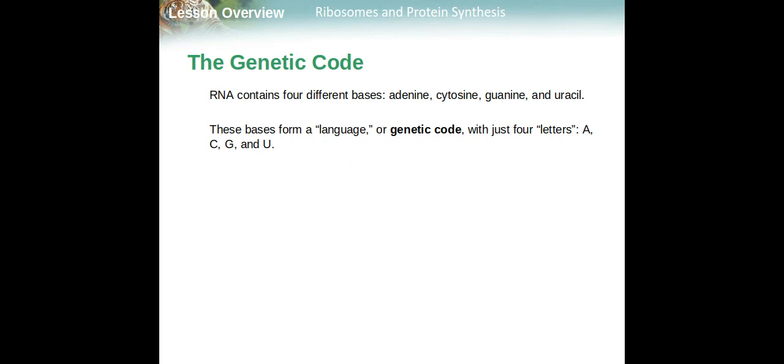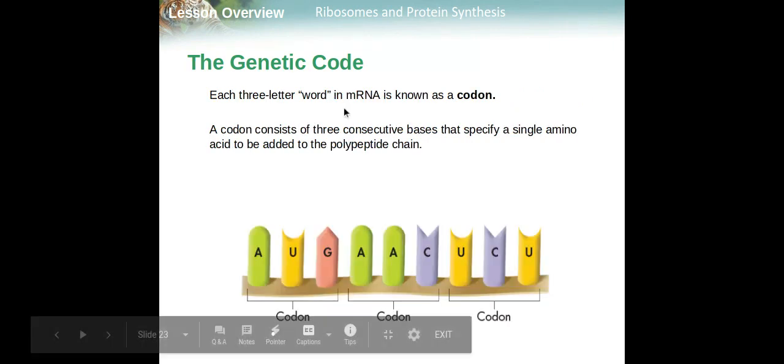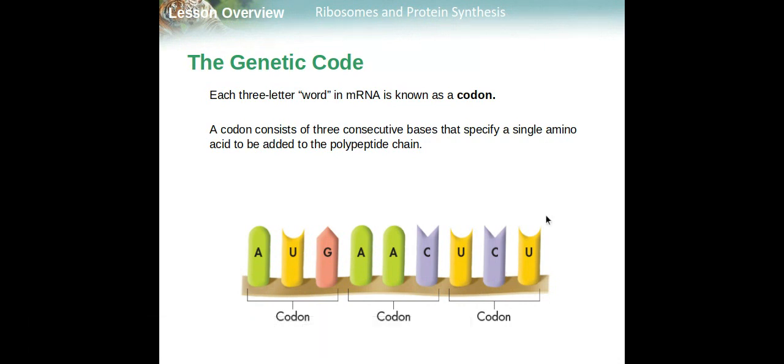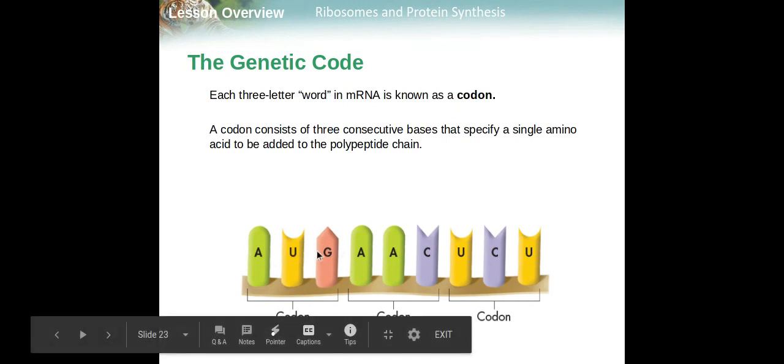RNA contains 4 different bases: adenine, cytosine, guanine, and uracil, so A, C, G, and U. These bases form a language or genetic code with just 4 letters. So each 3-letter word in mRNA is known as a codon. A codon consists of 3 consecutive bases that specify a single amino acid to be added to the polypeptide chain. So these 3 letters here are a codon. The middle 3 letters here are a codon, and then these 3 letters over here are also a codon. So this codon is AUG, this codon is AAC, and this codon is UCU.